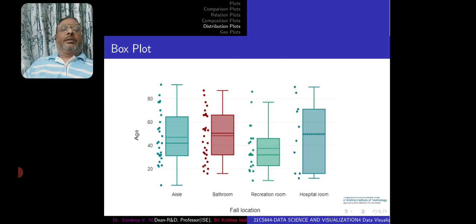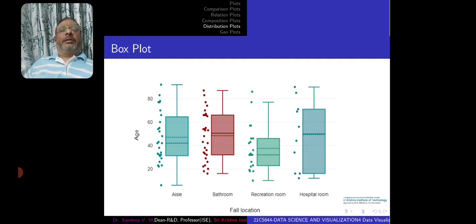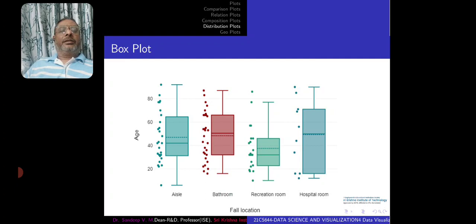So it's talking about fall location versus age. Here, if we look at falls in the ale, what is the pattern? It says that the median happens to be somewhere around 40 years. The first quartile is around 30, and the third quartile is around 65. So from 30 to 65 we have a box, and that length is the IQR; 1.5 times that we compute, and we plot two whiskers, that is minimum and maximum. If any data are there beyond these two, we call them outliers. In the same way for ale, bathroom, recreation and hospital.